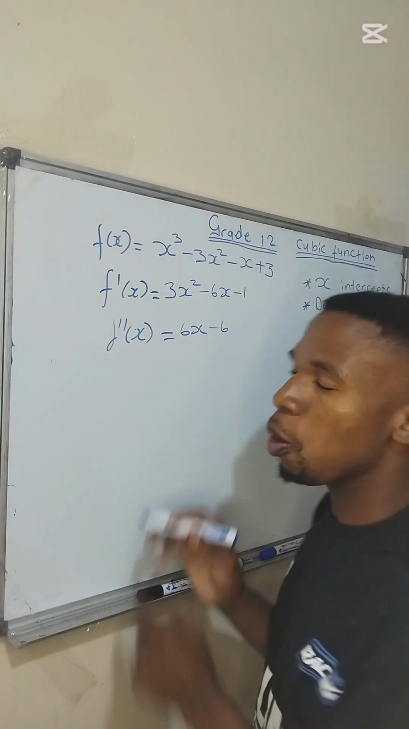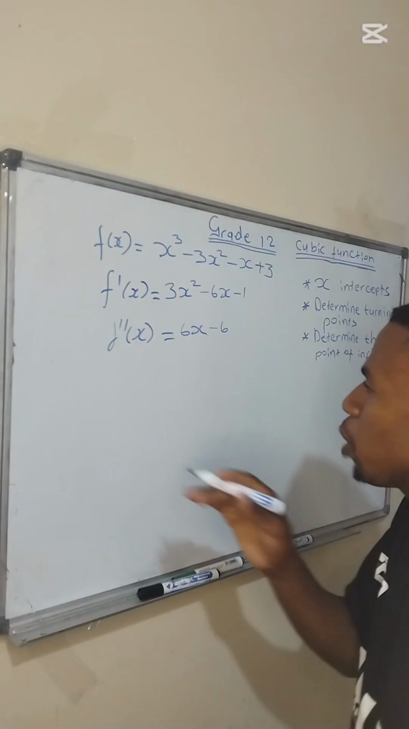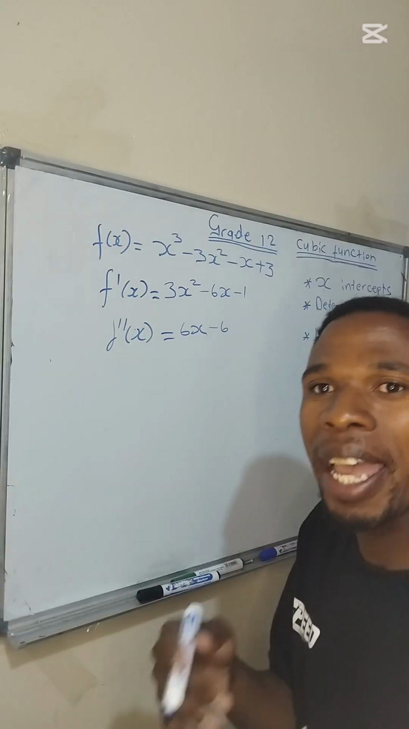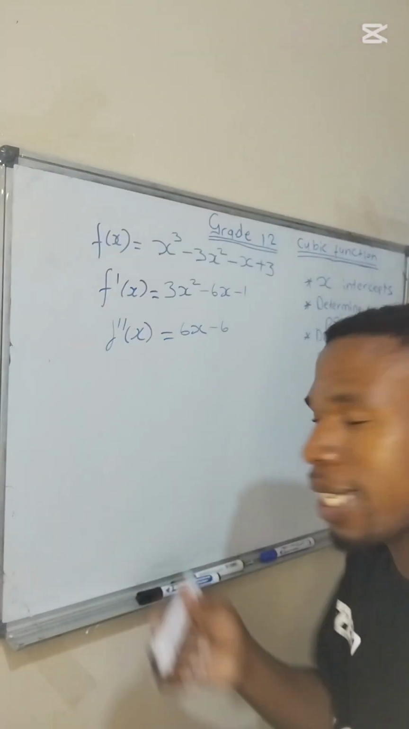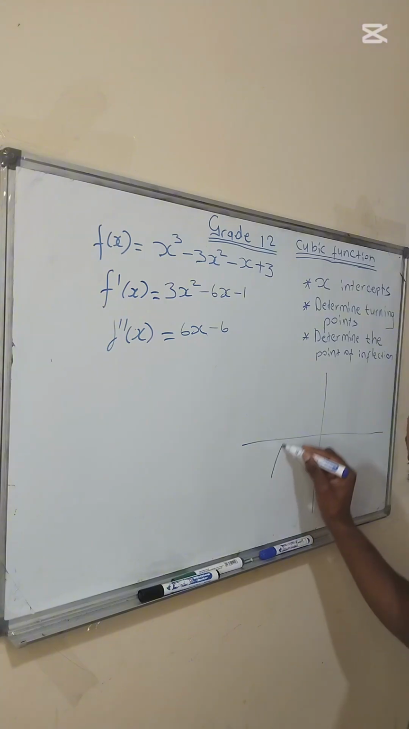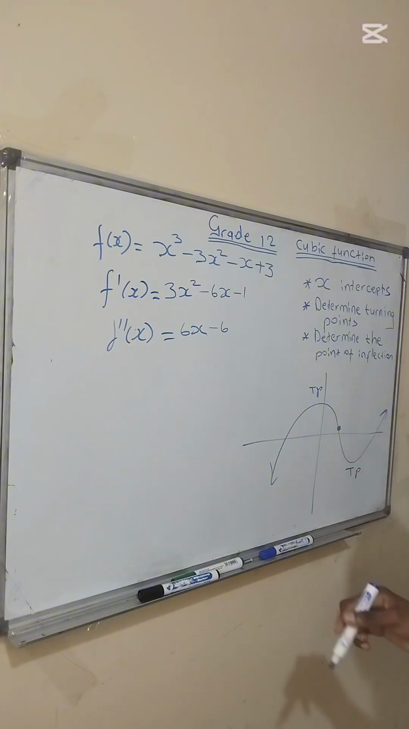From here, we are about to find our point of inflection. Let me show you where your point of inflection is located. So this is where your point of inflection is located. This point is a point of inflection. You have your TP, you also have your TP. Those are the turning points, right?